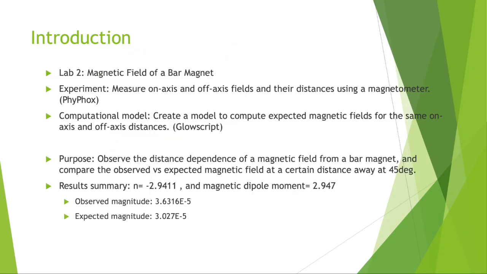The purpose of this lab is to observe the distance dependence of a magnetic field from a bar magnet and compare the observed versus expected magnetic field at a certain distance away at 45 degrees.